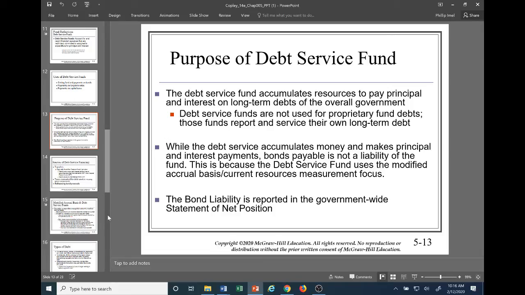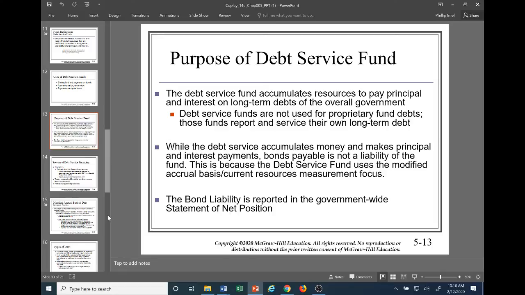So what is the actual purpose of a debt service fund? The debt service fund accumulates resources to pay principal and interest on long-term debts of the overall government. Debt service funds are not used for proprietary fund debts. We just established that. We're just repeating it. Those funds report and service their own long-term debts. So anything proprietary, they've got it.